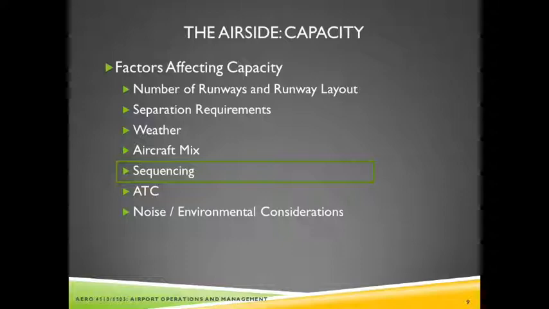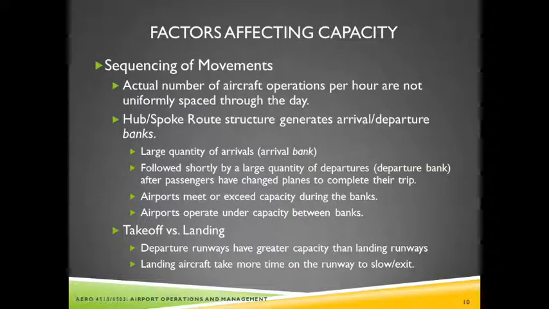Aircraft have the same phenomena, the same problem in their arrival and departure banks, especially at hub airports that serve a hub and spoke route structure. As aircraft arrive and depart in banks, airport capacity is met or often even exceeded. Between banks, then, airports operate under capacity.